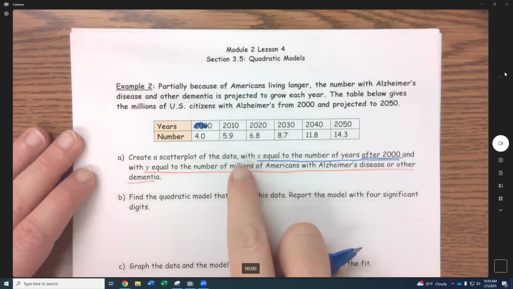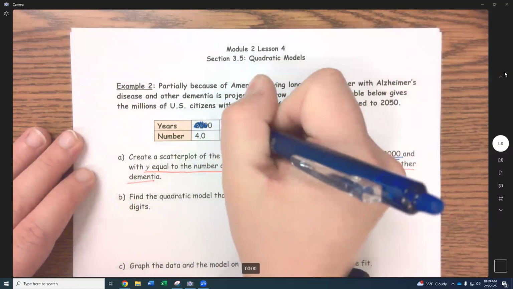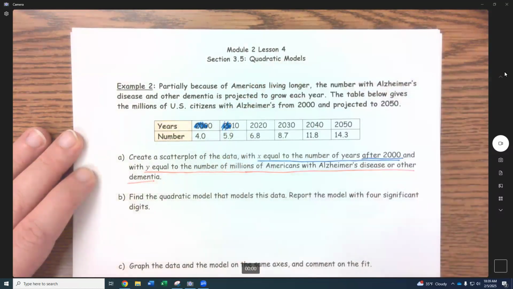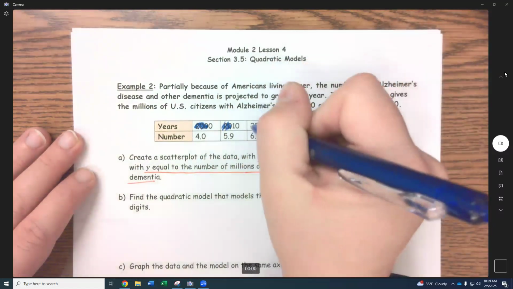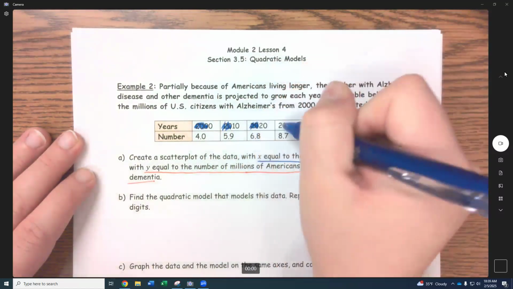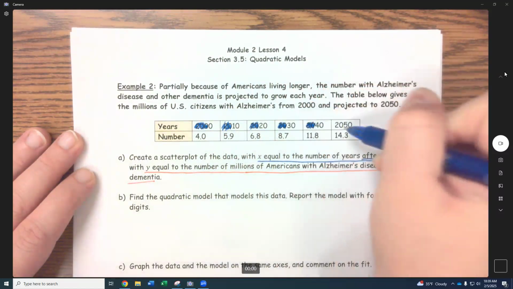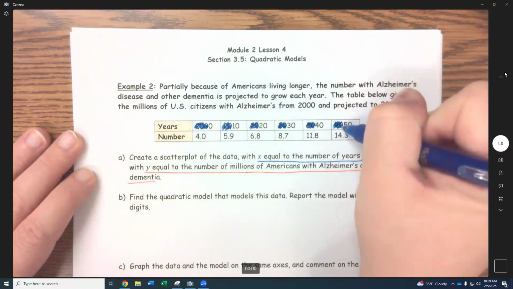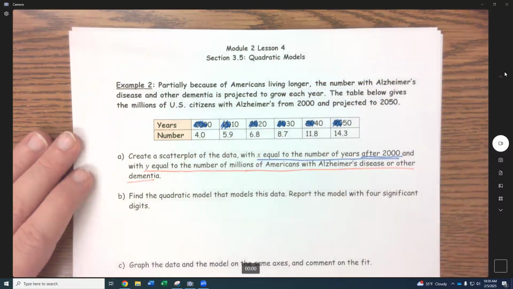How many years after 2000 is 2010? That's 10. How many years after 2000 is 2020? And that's 20. And so then so on. This will be 30, 40, and 50. So those are the numbers I want to type in.